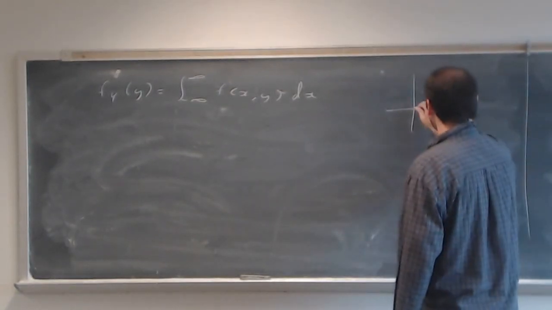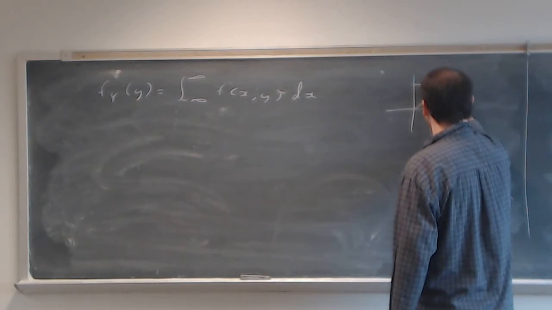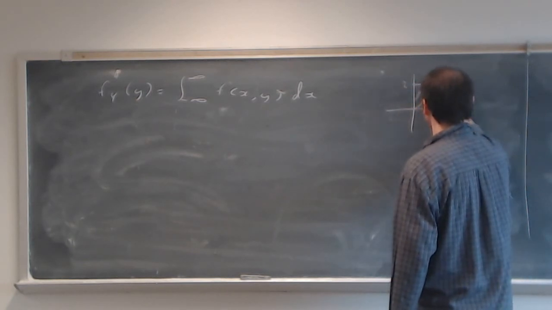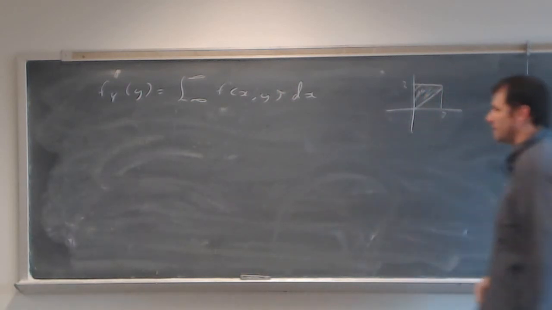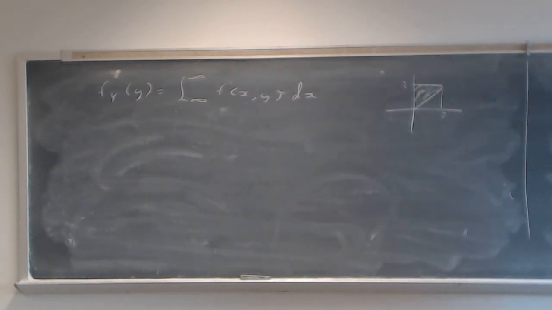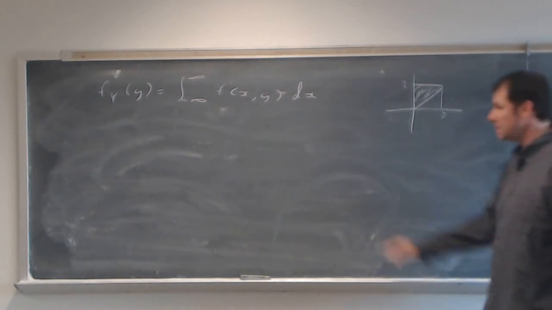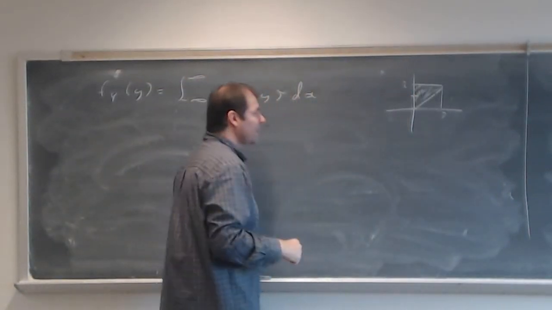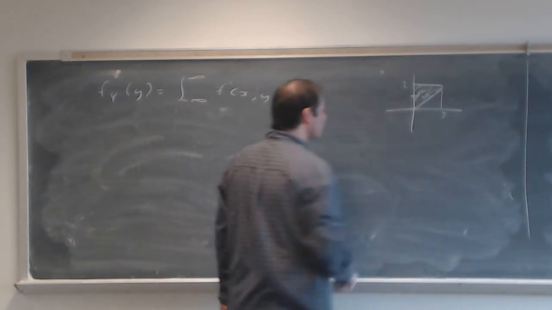My picture, again, we already had this, where it's non-zero. This is 2, this is 2. It's this one, the top part of the triangle. Everywhere else, the joint PDF is 0. So we just need to integrate it over this. So we fix a particular y. For that particular y, what do the x values run from?